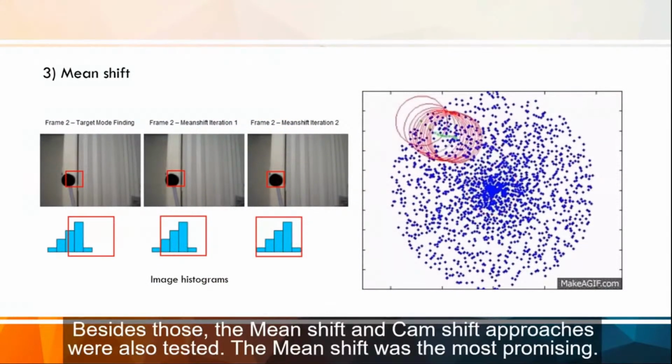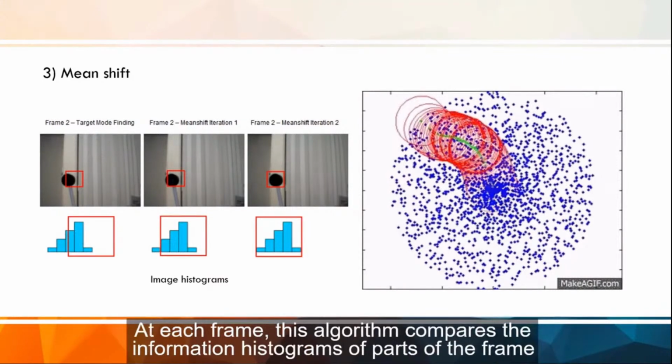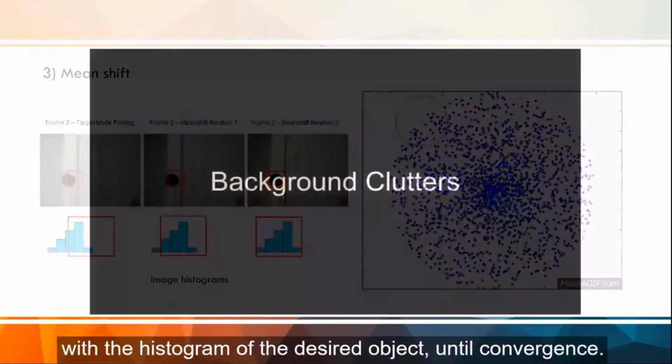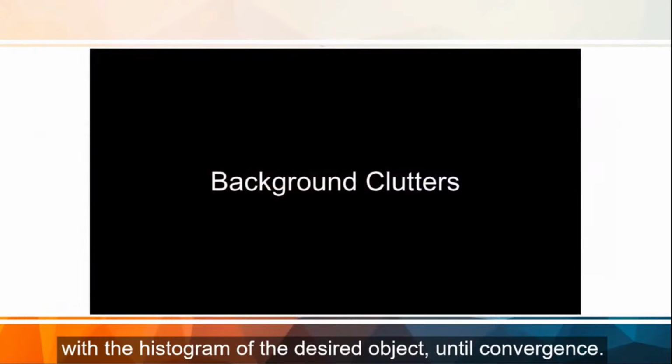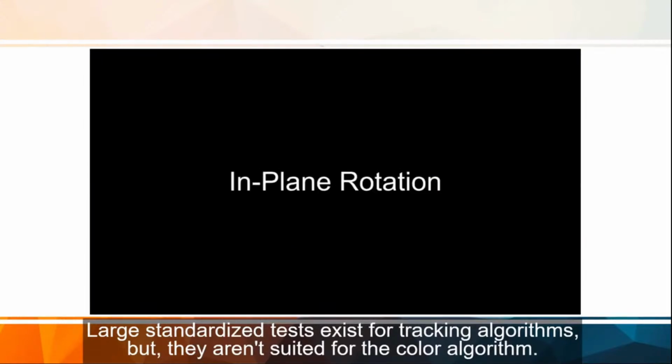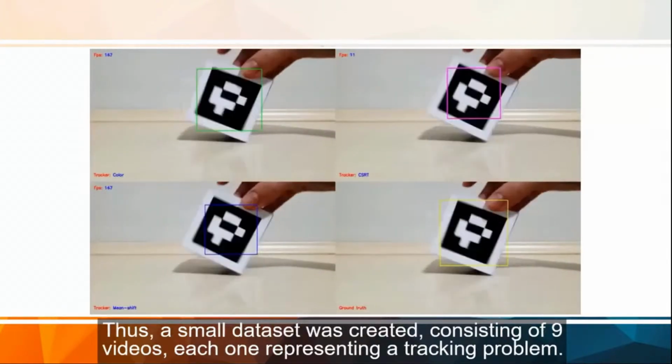Besides those, the mean shift and cam shift approaches were also tested. The mean shift was the most promising. At each frame, this algorithm compares the histograms of parts of the frame with the histogram of the desired object until convergence. Large standardized tests exist for tracking algorithms, but they aren't suited for the color algorithm.